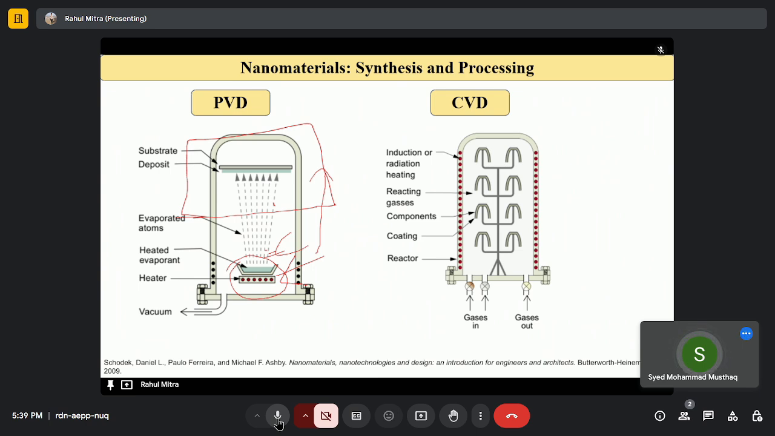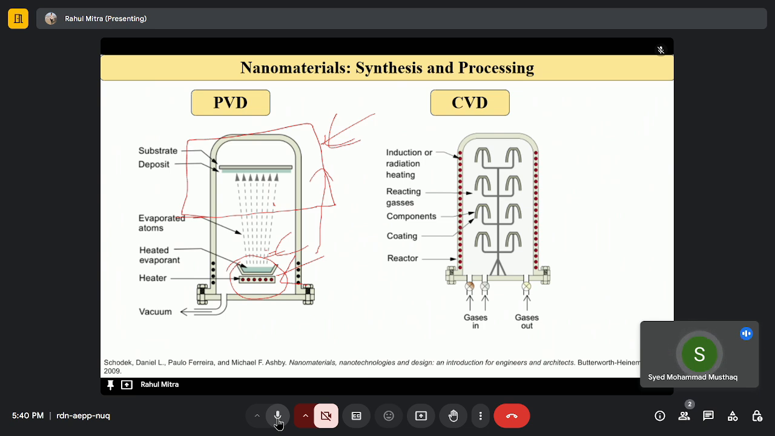So this is known as physical vapor deposition. And why do we call it physical vapor deposition? Because we are changing the physical property, right? The physical state goes from the material's condensed phase to the vapor phase, and again from the vapor phase to the condensed phase.